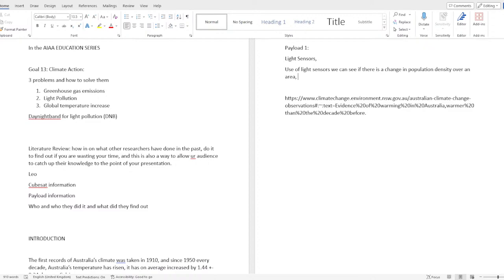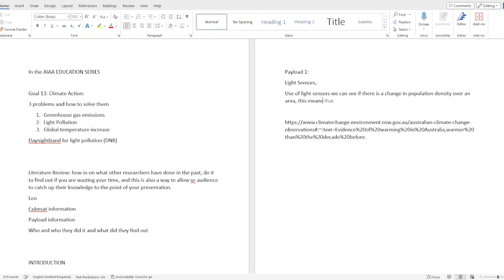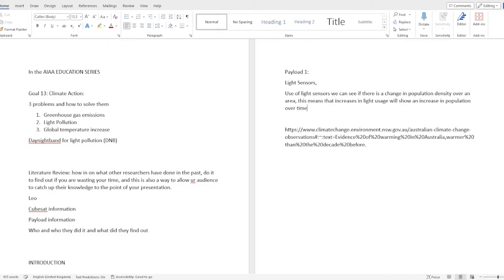Okay, over an area, this means that increases in light usage will show an increase in population over time. Increase in population.